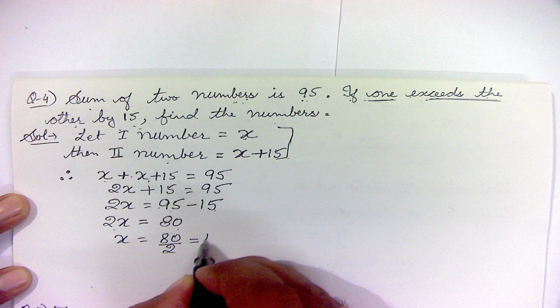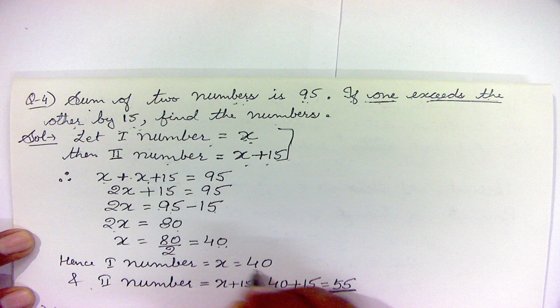Now if x is 40, hence the first number, now what will be the first number? That is x. So it is 40, and the second number is x plus 15. So it will be 40 plus 15, that is 55. So you had to find the numbers. So these are the two numbers to be found.